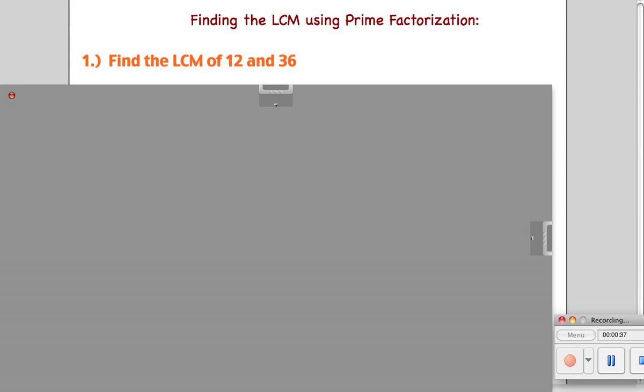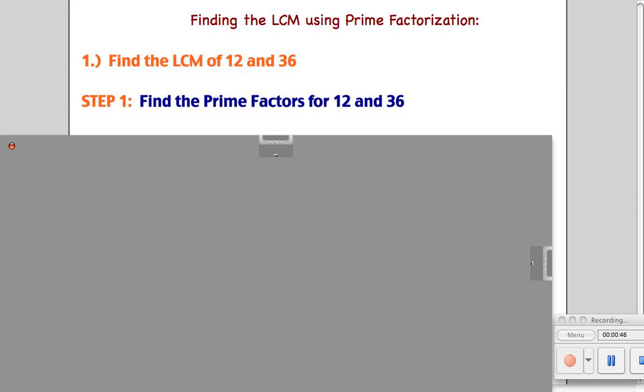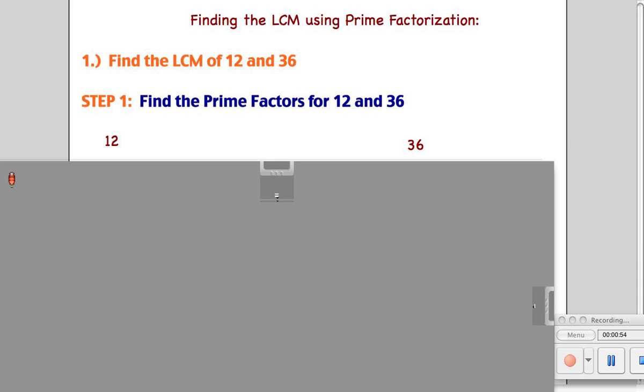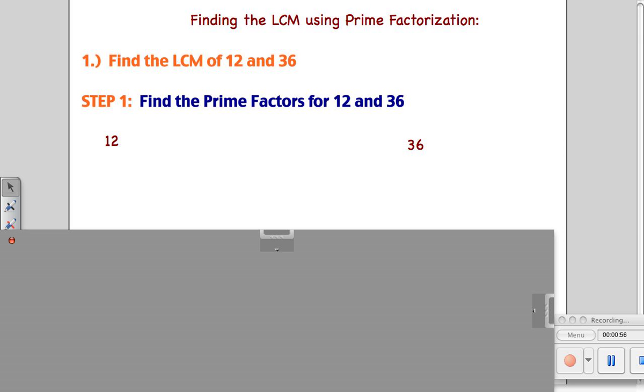So here's an example of finding the LCM of two numbers, 12 and 36. The first thing that you're going to want to do is find the prime factors of 12 and 36. So you do have to prime factorize. Okay. So we'll go ahead and I'll prime factorize these two numbers.